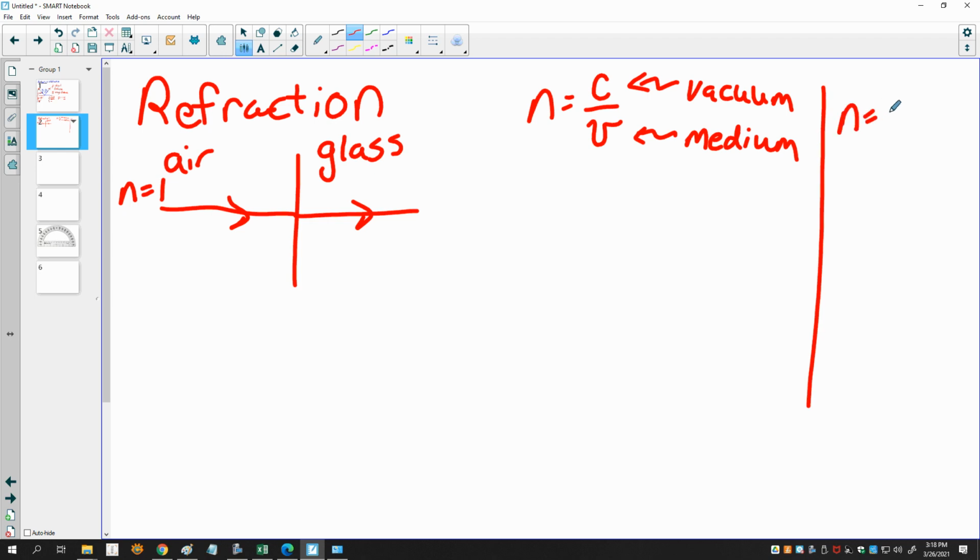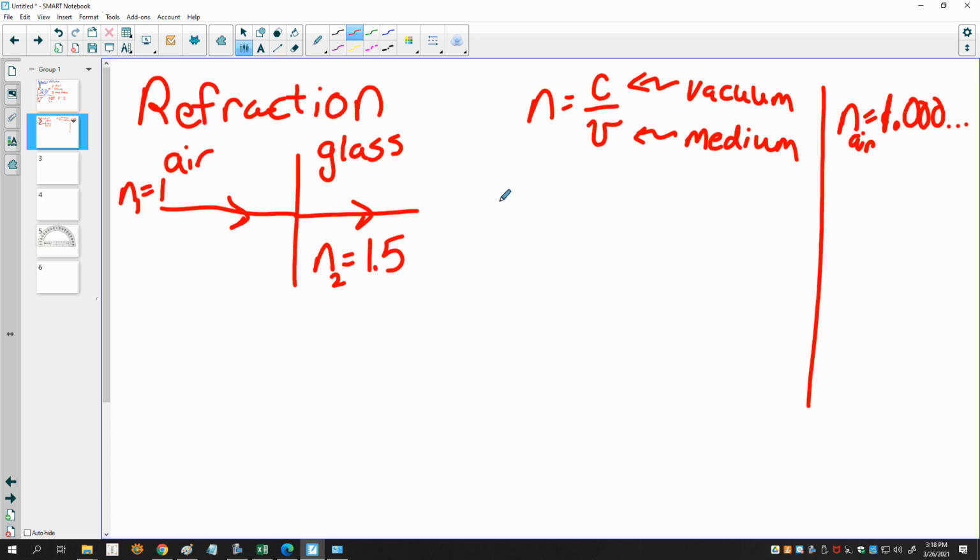Now, as an aside, that's not really true. The index of refraction for air is not actually equal to 1. It's actually like 1.000 something. It's a number that's really close to 1, but not actually equal to 1. But nonetheless, we'll say that it's equal to 1. And the index of refraction for glass, I'll call this N2, is about equal to 1.5. So the index of refraction for air is equal to 1, and for glass it is equal to 1.5.